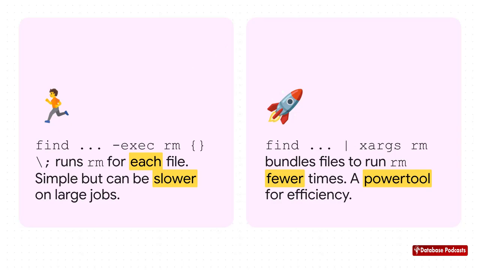Well, this slide shows two different ways to do it. On the left, you've got find's built-in -exec option. It works, but it's super inefficient. It runs the delete command, rm, once for every single file it finds.